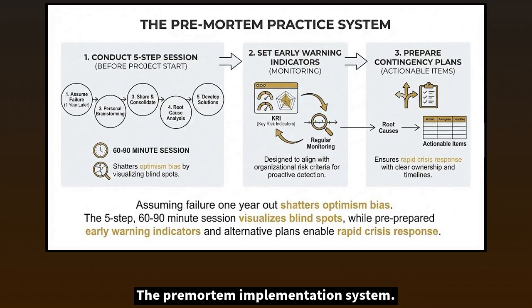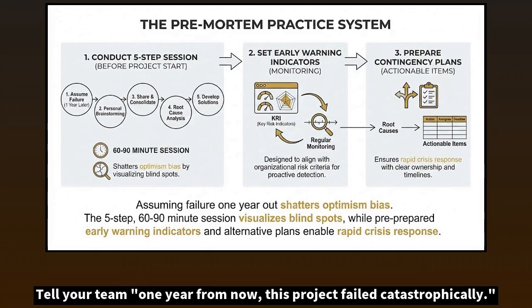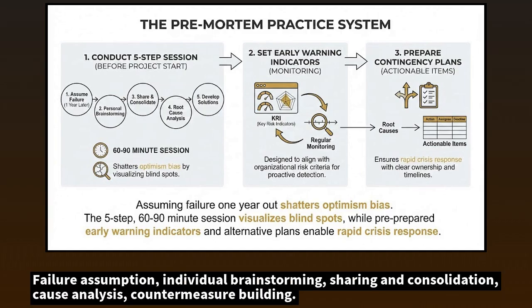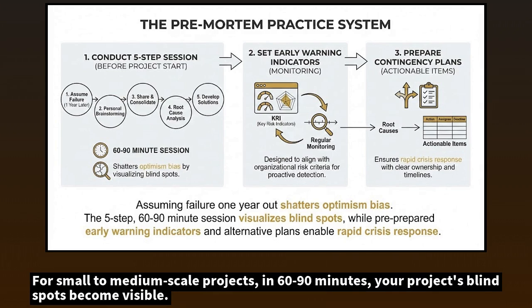The pre-mortem implementation system. First, assume failure before starting the project. Tell your team, 1 year from now, this project failed catastrophically. Conduct a 5-step session. Failure assumption, individual brainstorming, sharing and consolidation, cause analysis, countermeasure building. For small to medium-scale projects, in 60 to 90 minutes, your project's blind spots become visible.